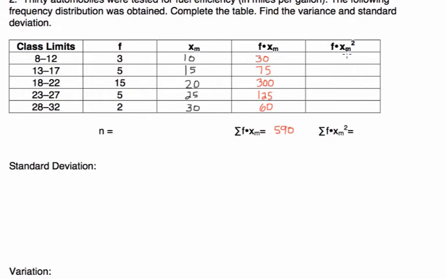Now, frequency times midpoint squared. Again, I just put this in my calculator. 3 times 10 squared. Be careful. You cannot just square this number. That won't work. Now, to get the sum of the f times xm squared, I'm just going to add up the numbers in that column. 12,350. Another thing I need for my formula is n. To find the n, the total number of data values, you just add up the frequencies. So I add up the numbers in the frequency column. I get n is 30.